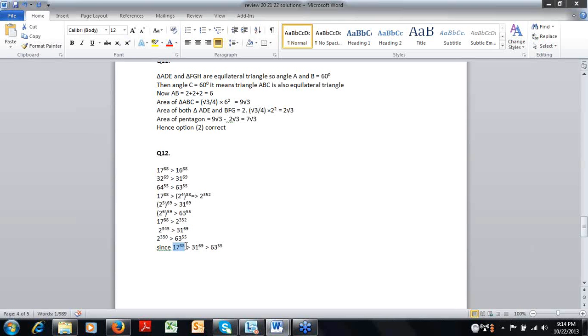So we know 17 to the power 88 is greater than 31 to the power 69, which is greater than 63 power 55. So you have to somehow bring the bases equal in order to solve these types of questions. This is one question that had been asked in some of the CAT examinations with different numbers though, a similar type of question in CAT 2008, I guess.